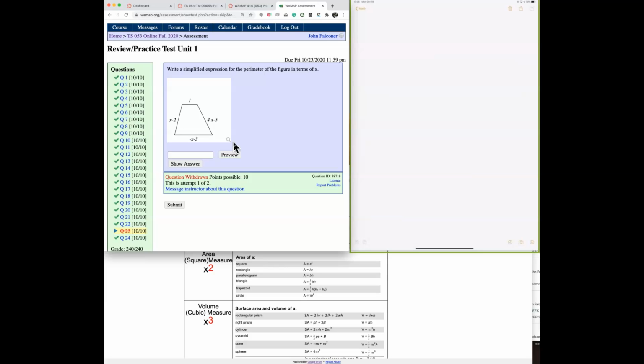All right, so perimeter. We add up the length of the 4 sides, no matter what the units are. That's the length. That's the fun of math. 1 plus x minus 2 plus 4x minus 5 plus negative x minus 3.